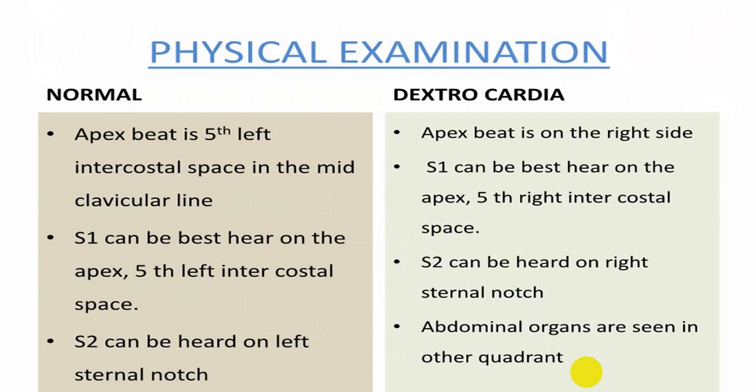In the clinical picture, the apex beat is on the right side. S1 is better heard at the apex, in the fifth intercostal space on the right side. S2 is better heard on the right side at the sternal notch. Abdominal organs are seen on the opposite side if there is dextrocardia with situs inversus. So the liver will be on the left side, the stomach will be on the right side, and the ileocecal junction and appendix will be in the left iliac fossa. That will be the typical finding you come across. The spleen will be on the right side along with the stomach.